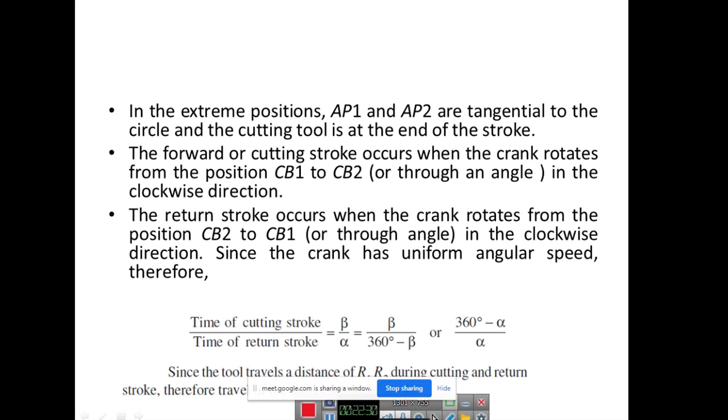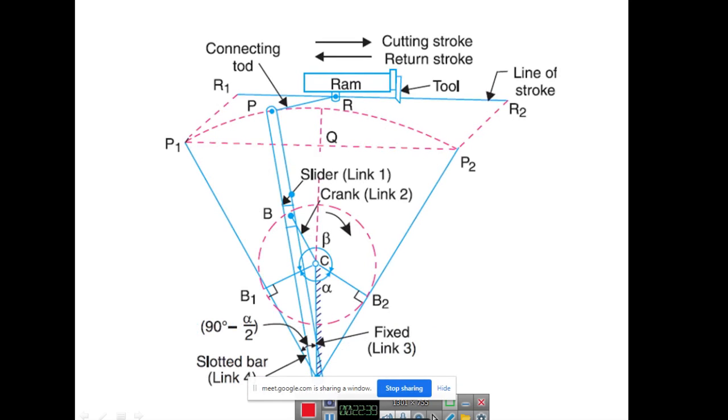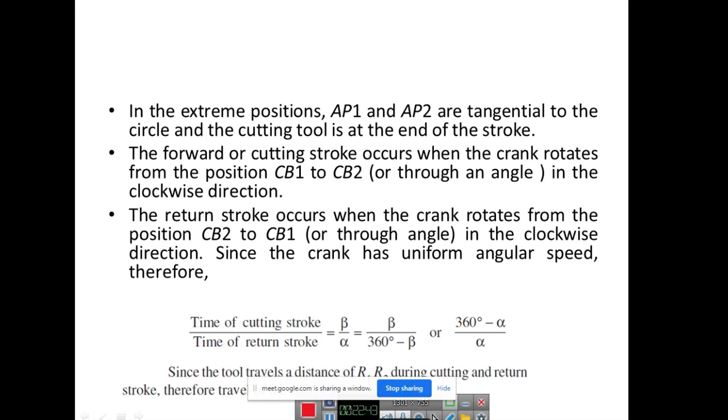At the extreme positions AP1 and AP2, the time of cutting stroke divided by the time of return stroke will be beta by alpha. And alpha is nothing but 360 minus beta. This is the complete 360 degrees, so it will be 360 degrees minus alpha, divided by alpha. Anyway, the return stroke will be faster. That's why it is known as the quick return mechanism.